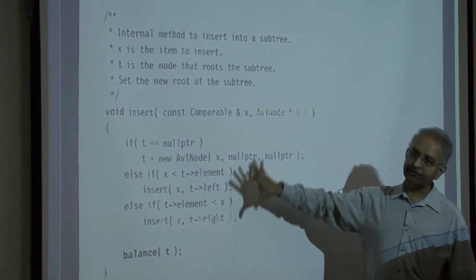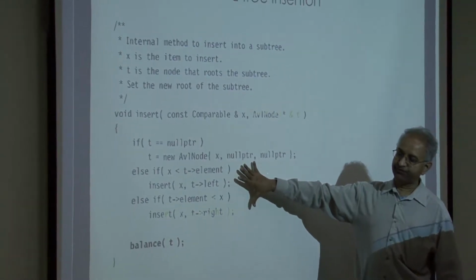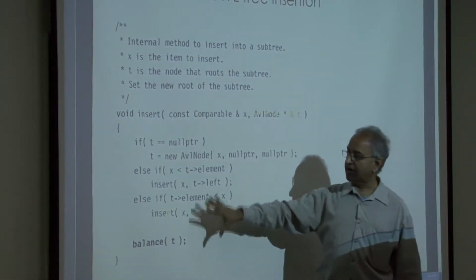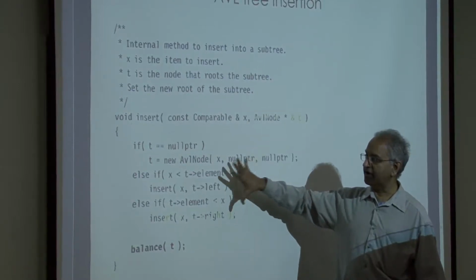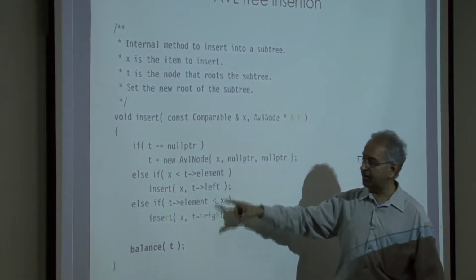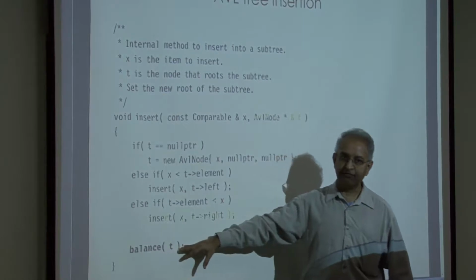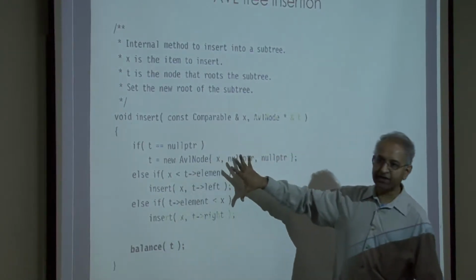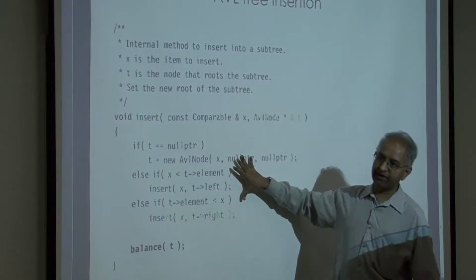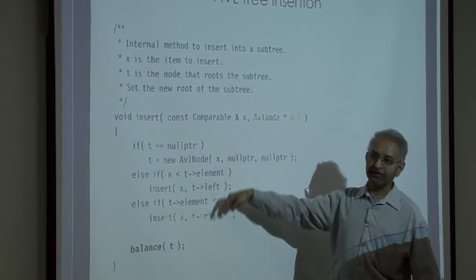So what is the total complexity of this? Well, you can count this by simply looking at the cost involved in executing this code plus the cost involved in executing the balance function. The cost of this itself is order h. Why? Because you're just walking down the tree.